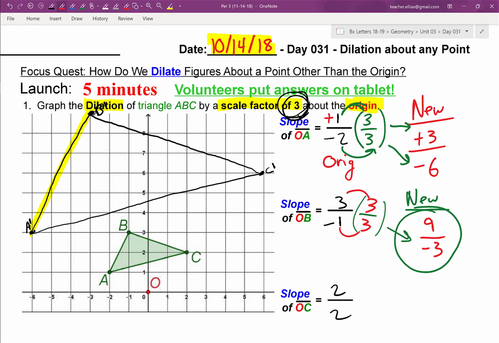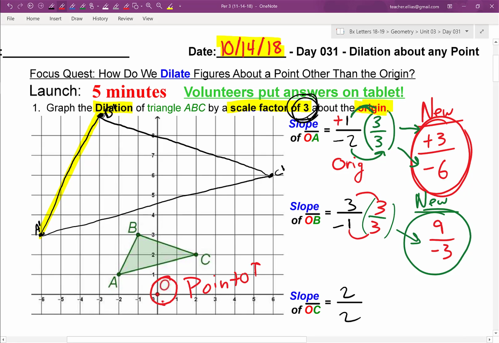Guys, once we get that new slope, you're going to take that and start from the point of dilation. From the point of dilation, you're going to go that new slope. You're going to rise 1, 2, 3, and then you're going to run negative 6. 1, 2, 3, 4, 5, 6. That's how we're going to get A prime.